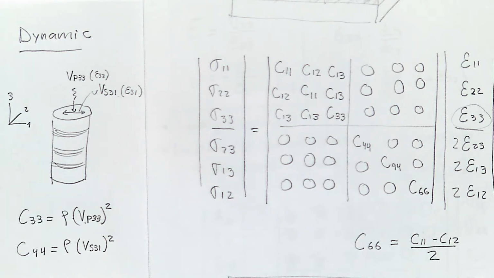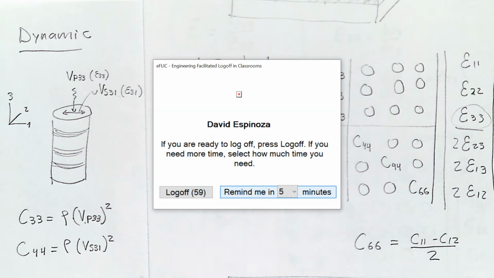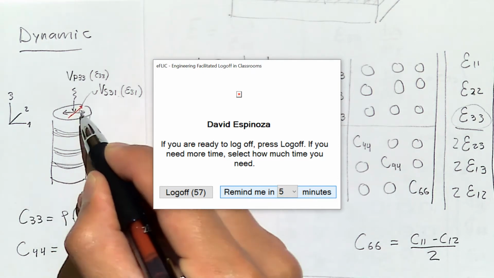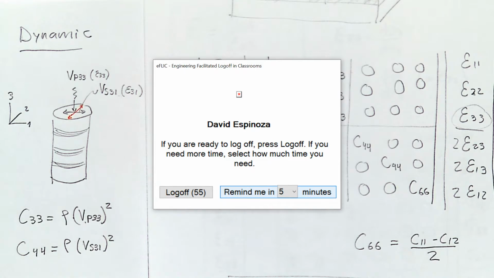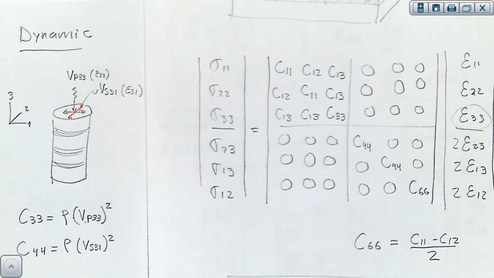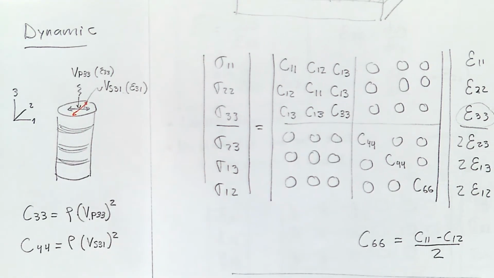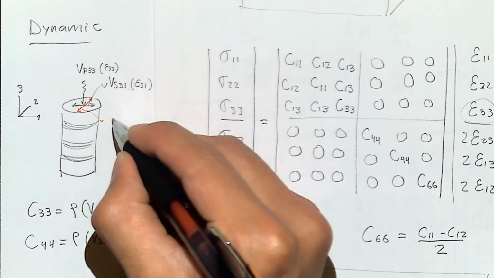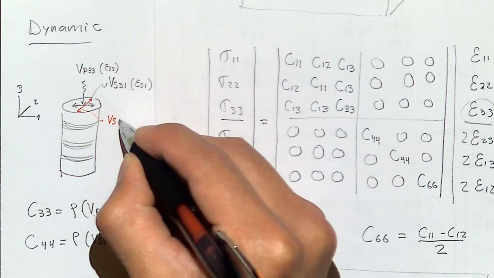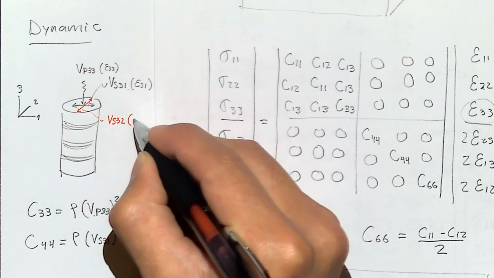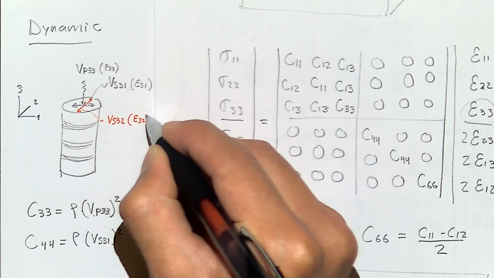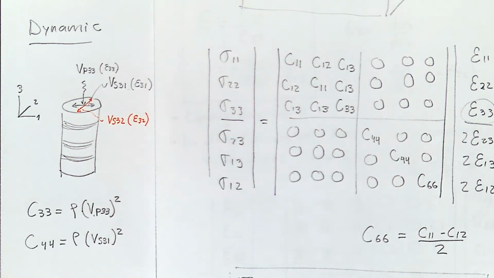Not many laboratories have this, but we have it here at UT. You can also send a shear wave which is perpendicular to the previous one, and well, let's put 60. I don't think we're going to go 60 minutes again, but let's just put 60. I can send a shear wave perpendicular to that one, and that's going to be VS32, causing shear strain in the plane 3-2.